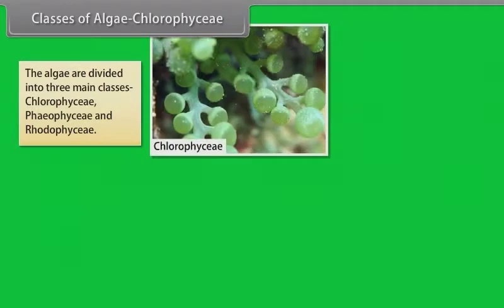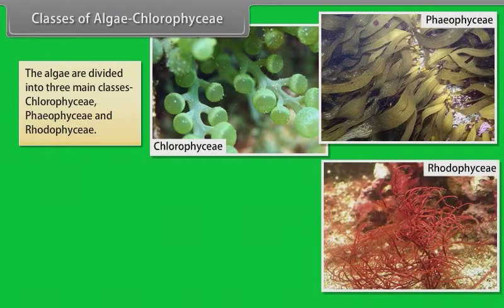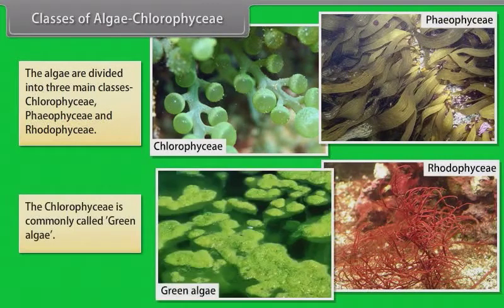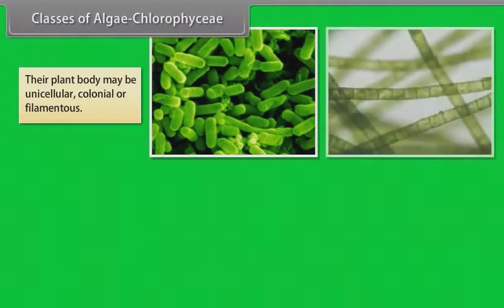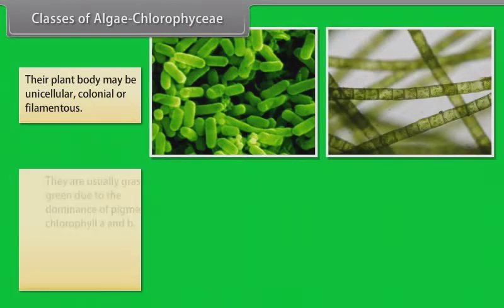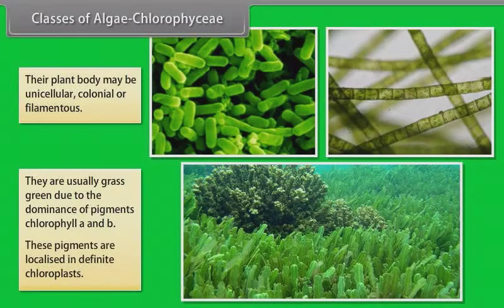Chlorophyceae. The algae are divided into three main classes: Chlorophyceae, Phaeophyceae, and Rhodophyceae. The Chlorophyceae is commonly called green algae. Their plant body may be unicellular, colonial, or filamentous. They are usually grass-green due to the dominance of pigments chlorophyll A and B. These pigments are localized in definite chloroplasts.